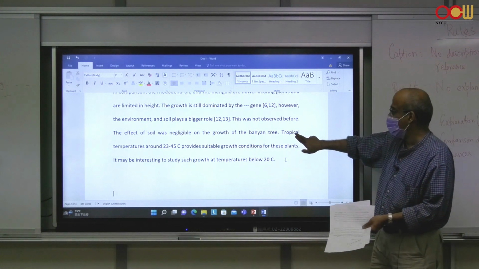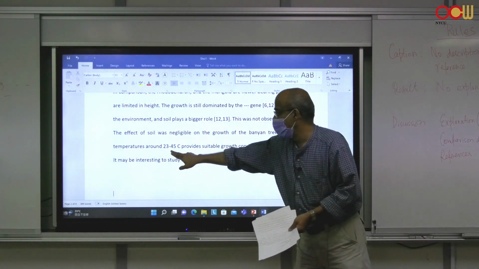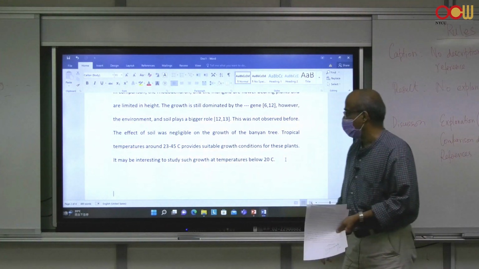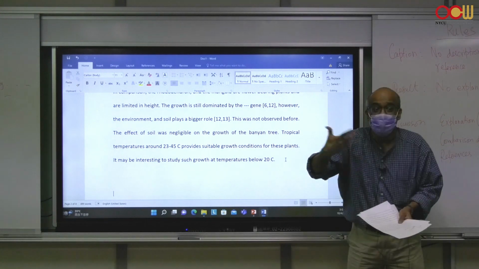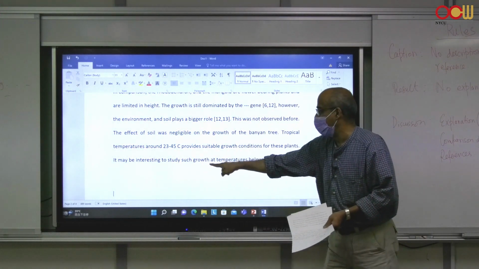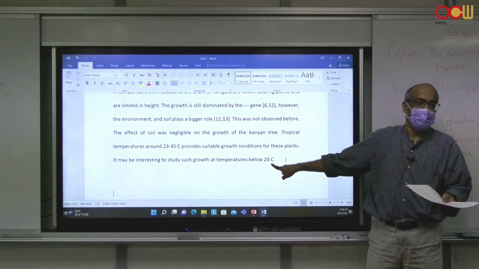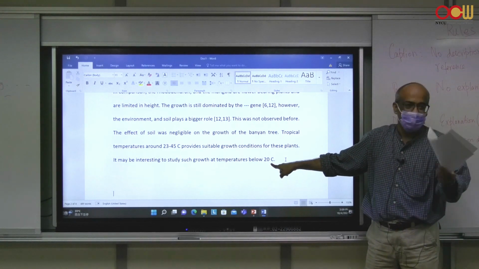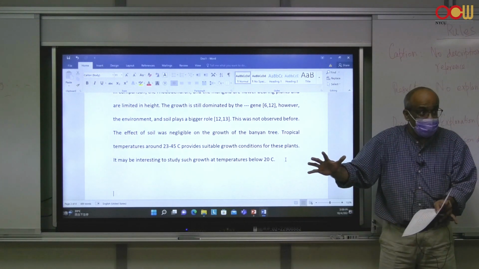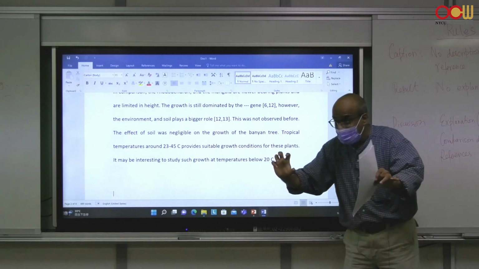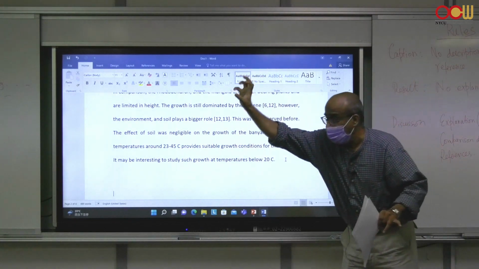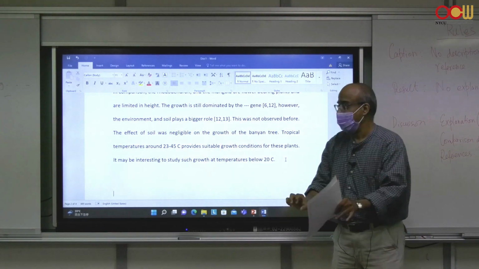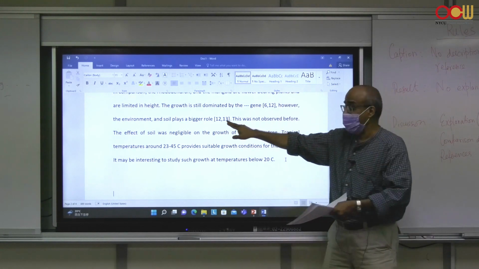And I bring in some concept of temperature, that the temperature may be affecting the growth. And I put a future direction: it may be interesting to study the growth at low temperatures. Maybe this is done in the tropical countries. That is discussion. You bring in all kinds of information from around the world. What is happening in your research? And you put them together with references.